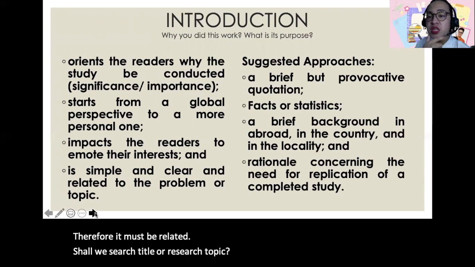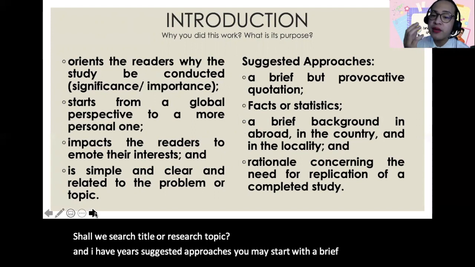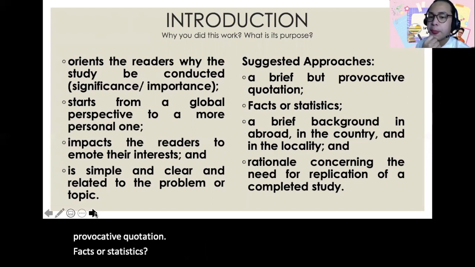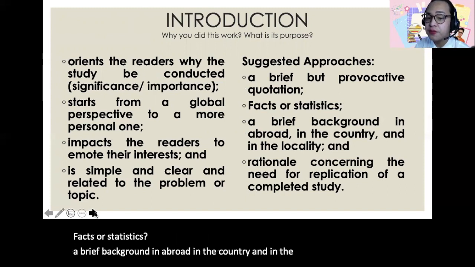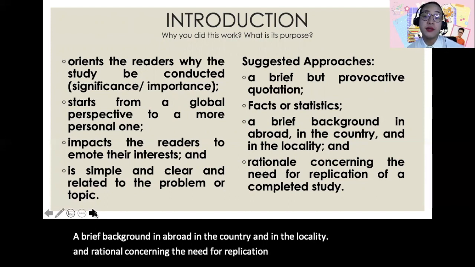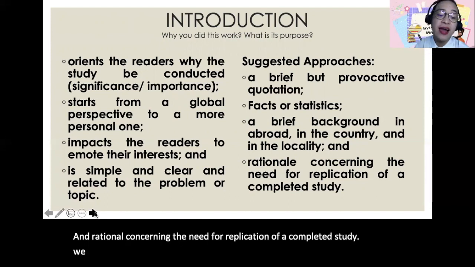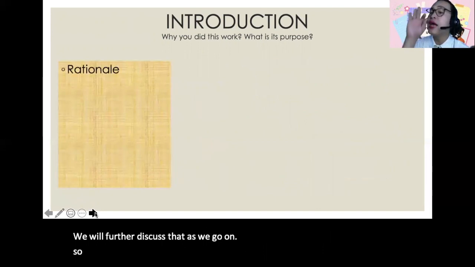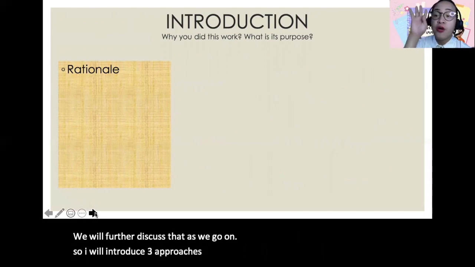And I have here suggested approaches. You may start with a brief but provocative quotation, facts or statistics, a brief background in abroad, in the country and in the locality, and rationale concerning the need for replication of a completed study. We will further discuss that as we go on. So I will introduce four approaches on how to write your introduction.